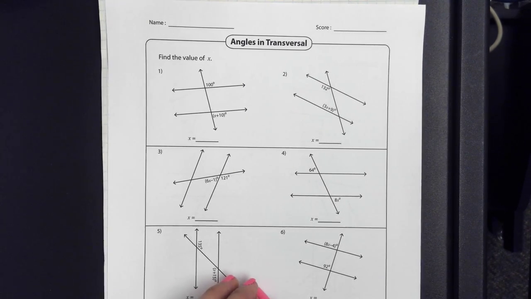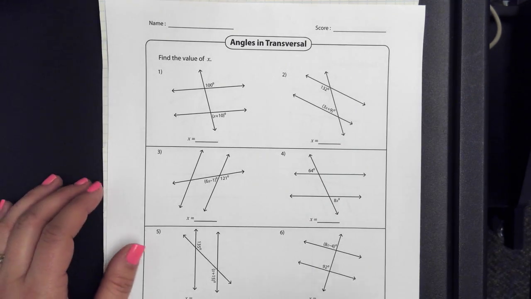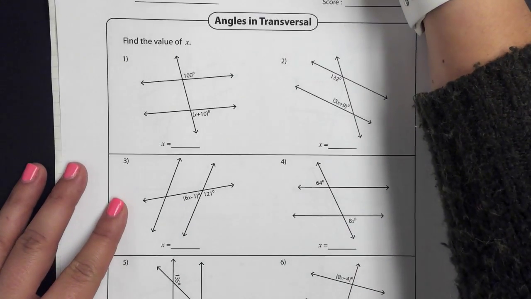Alright guys, today we're going to talk about angles and transversals, and we're going to use the angle relationships that we talked about yesterday and Thursday to solve for the value of x. So in number one, I see that I have two pieces of information here.